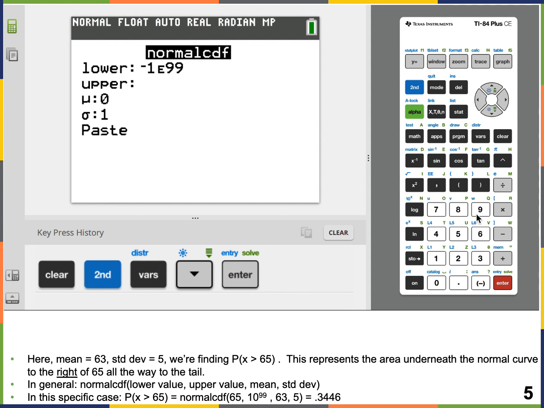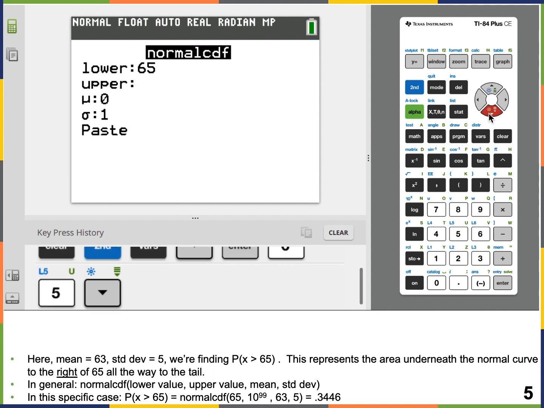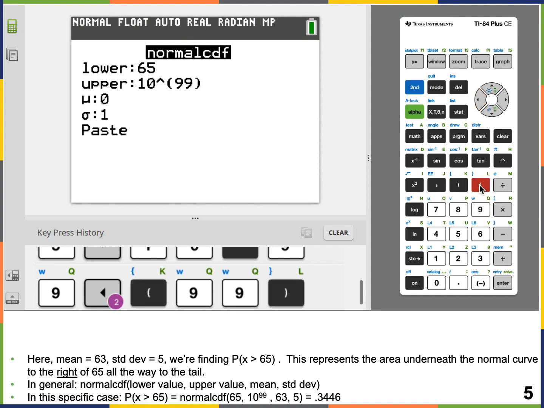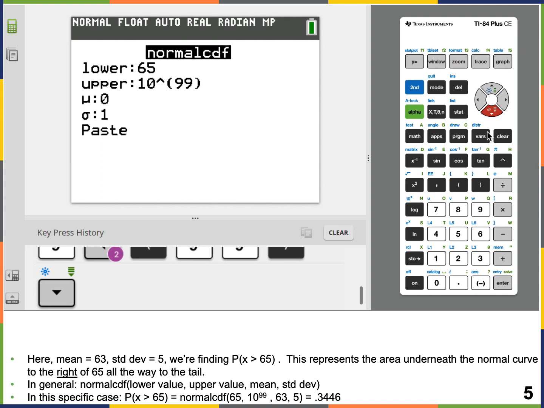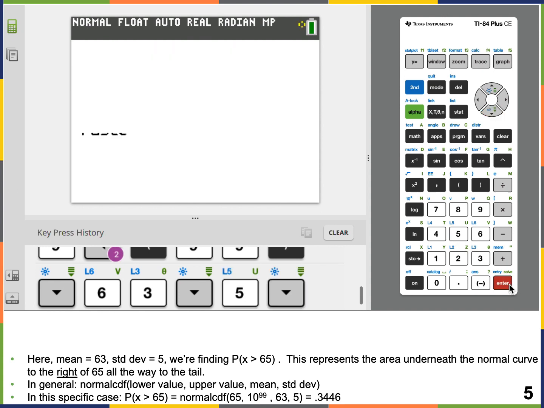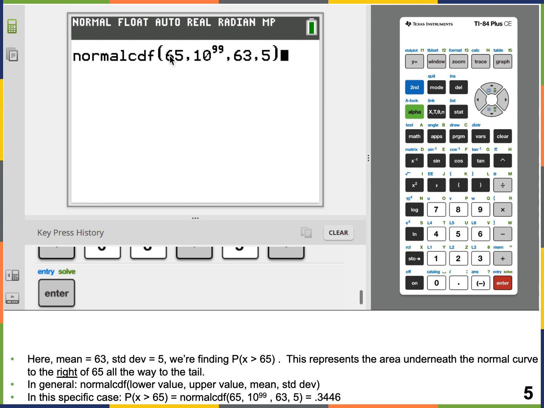Since it's more than, the lower bound is 65, and the upper bound will be 10 to the 99. So I just put 10 to the power of, and then hit 99. Just to be extra safe, I'm going to put it in parentheses. Then the mean is 63, and your standard deviation is 5. Then we hit paste, enter, and there it is. You have lower bound, upper bound, mean, standard deviation.